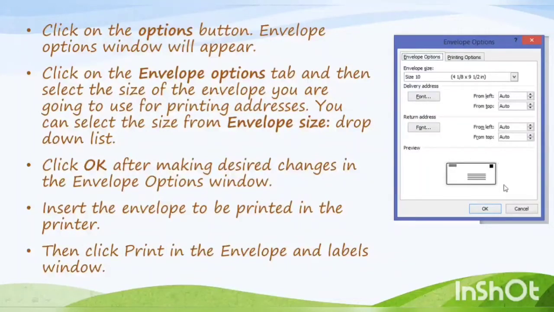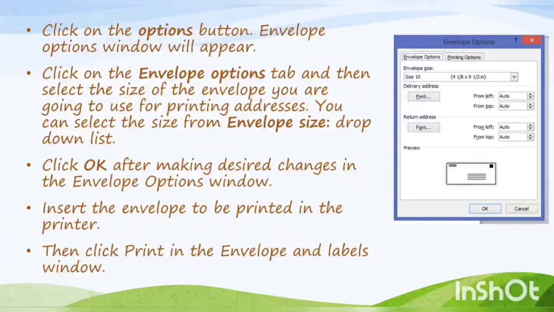Now by default it will be up here, it will come like this, but as they have given the preview, it will be something like this. So your delivery address will be here and your return address will be here. So in case you want to change the margin, say you want the delivery address to come over here and it has to start from here, then you can adjust it over here. And return address also, if you want to adjust, you can adjust it over here.